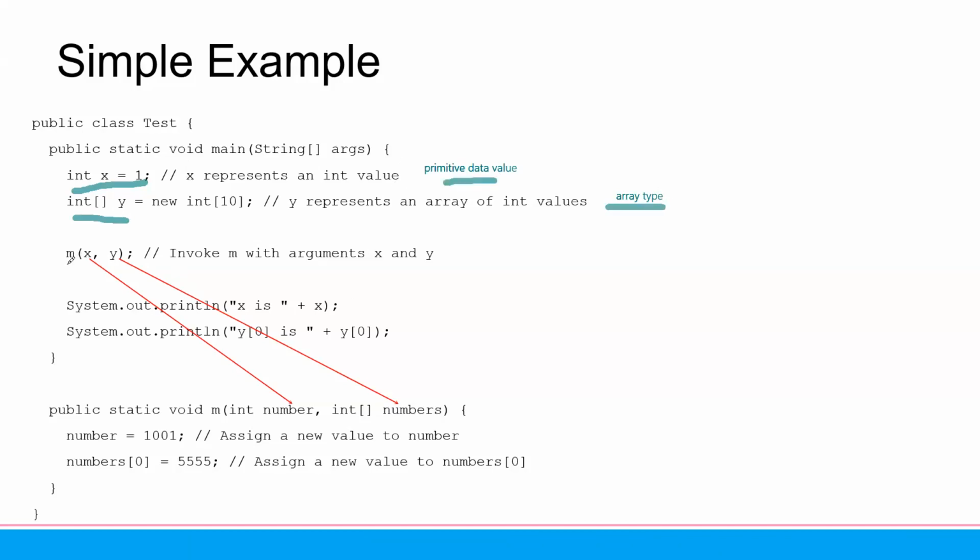Now I have m(x, y). What is x? X is a primitive data value. What is y? Y is array type. So I put x into this argument and I put y into this argument. Now what you can see here, you will print x and you will print y.